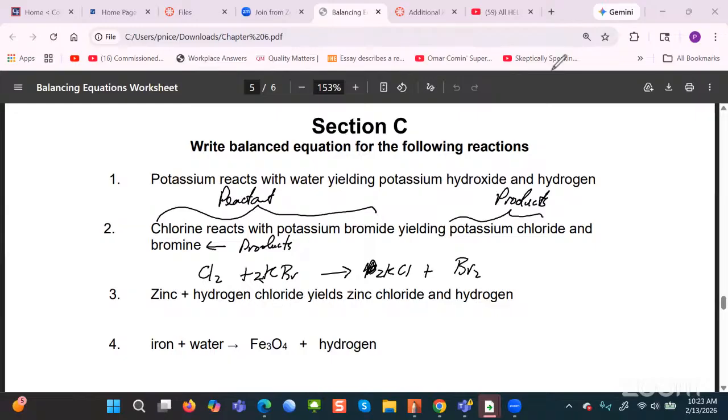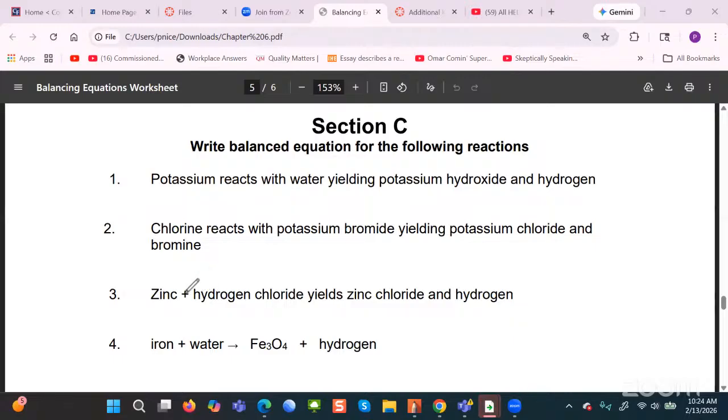Okay, any questions about this one? Okay, if there are no questions, let's look at number three. Let me hear what you have to say about number three. It says zinc plus hydrogen chloride yields zinc chloride and hydrogen. What would be the reactants and what would be the products based on the information provided here?